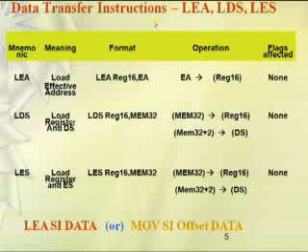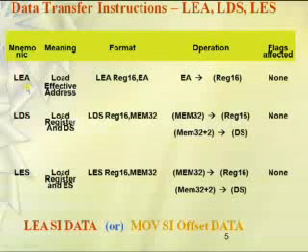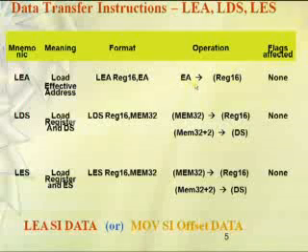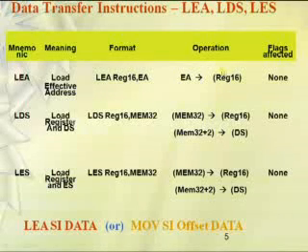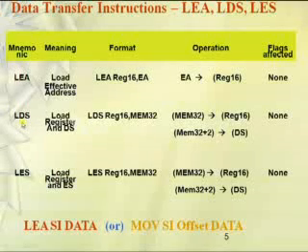Now, let us see the load effective address instruction, and then the data segment as well as extra segment instructions. These three instructions are mainly used for loading the effective address into a specific register. LEA is load effective address, in the form LEA register16, effective address, where register16 is a 16-bit register and we have to give one effective address. What happens after execution of this instruction? The effective address will be stored inside this 16-bit register.